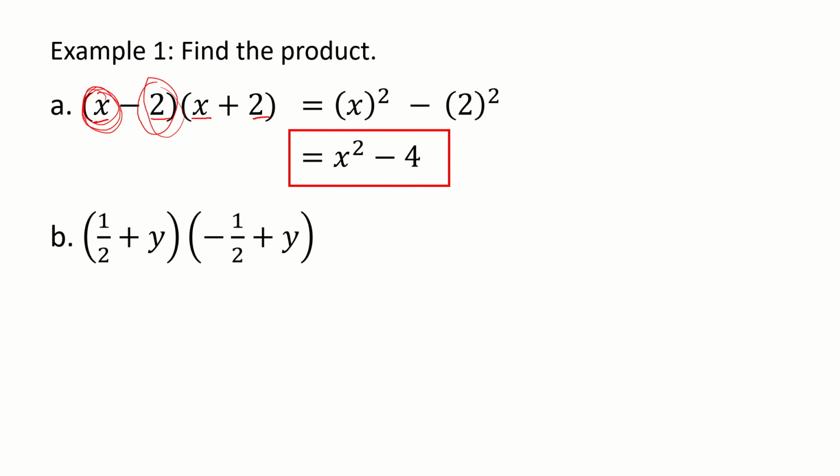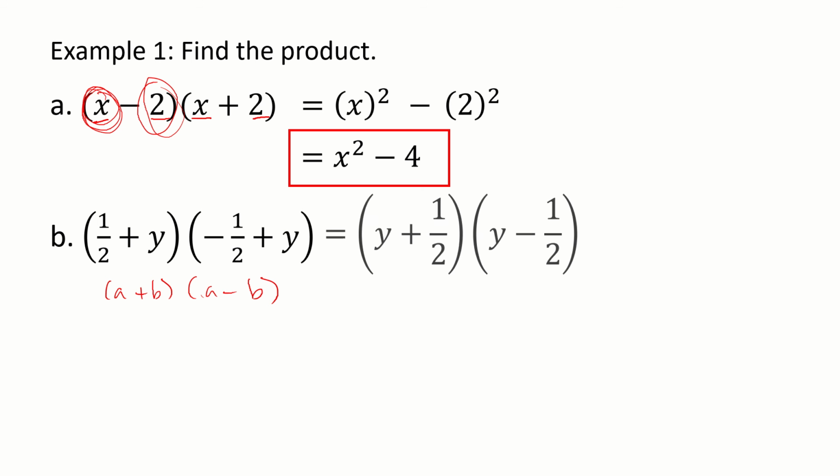Okay, let's have another one. We have 1 half plus y times the quantity of negative 1 half plus y. The problem now is our form is supposedly a plus b, a minus b. The problem now is the first term here is negative 1 half, not a positive 1 half. To resolve the issue, just use the commutative property. So perhaps you can interchange the 1 half and the y.